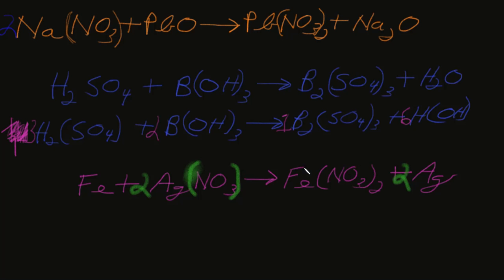So let's go back and look at this now and see how we're looking. I've got 1 iron, nothing there, it's understood to be 1. I got 1 iron, again, no subscript, understood to be 1. 2 silver, 2 times 1 is 2. 2 times 1 is 2, looking good. I have 2 times 1 is 2 nitrates. 1 times 2 is 2 nitrates. So I'm looking pretty good there also. So that one's balanced.